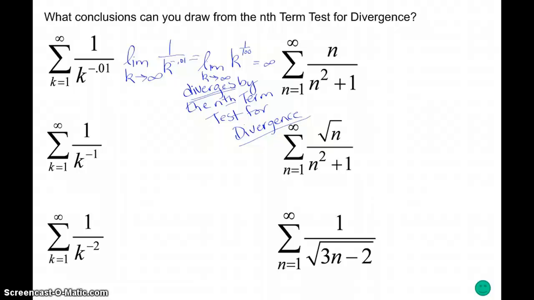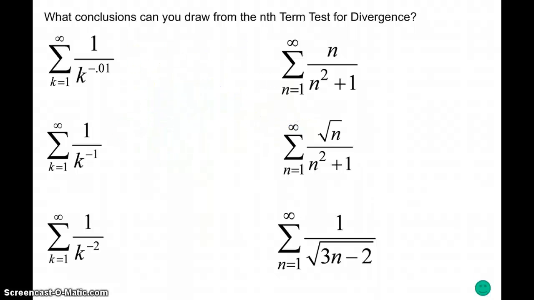Now, this one is just as easy for us to verify our work because this one is a p-series. The one we just did is a p-series where p is negative 1/100th. That's less than 1. We know for any p-series where p is less than 1, the series diverges. So that's a good way for us to double check our work.